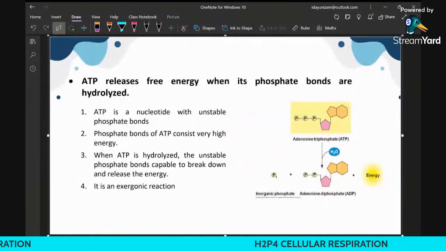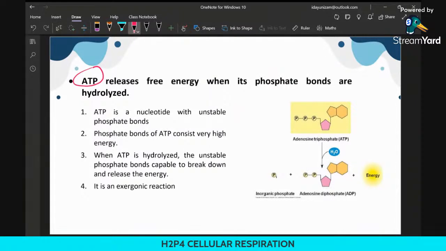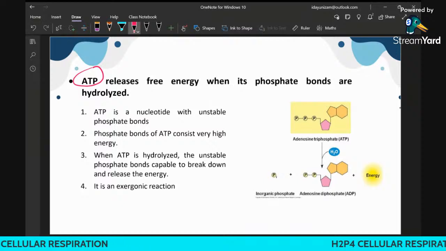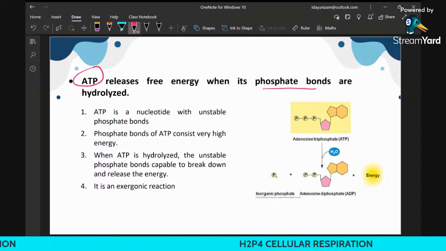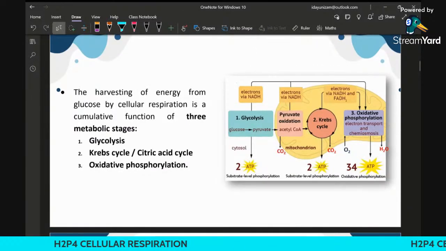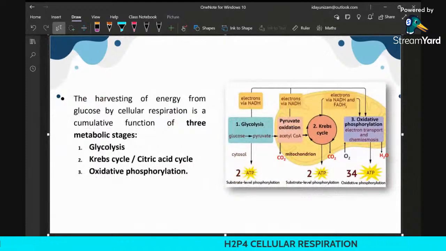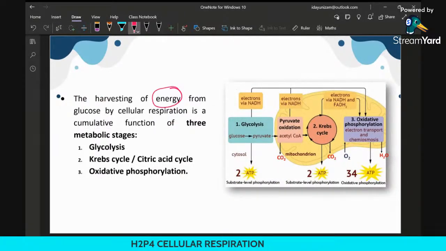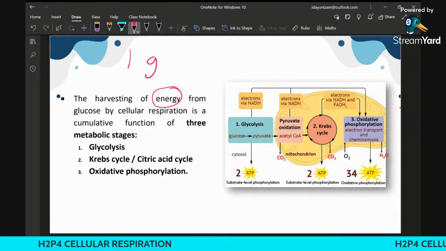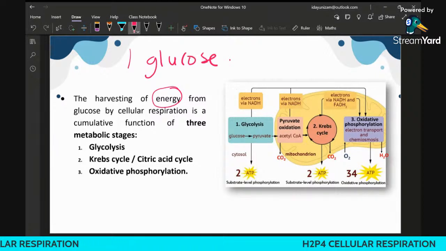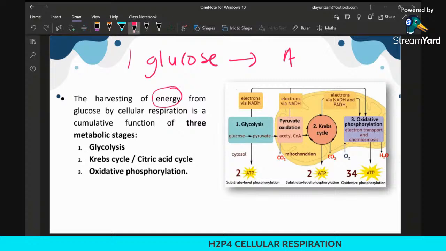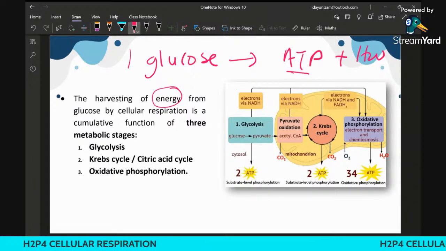Knowing this, I think you all understood the concept of breaking down the bond, the phosphate bond. This is how we learn under this topic. When teacher mentioned harvesting energy, that means knowing how one glucose can be broken down into ATP, and the byproducts are water and carbon dioxide.